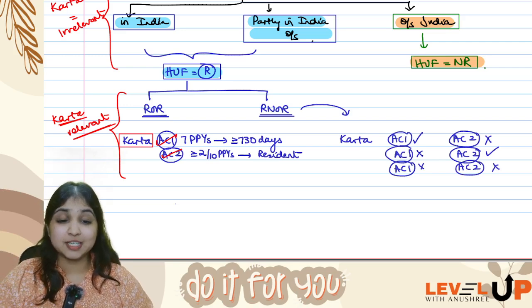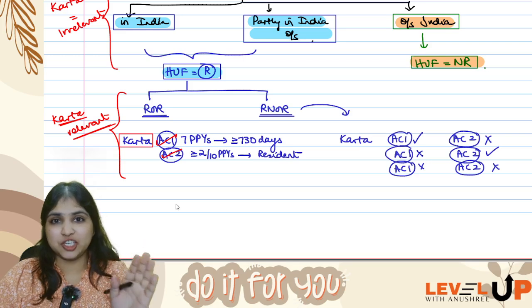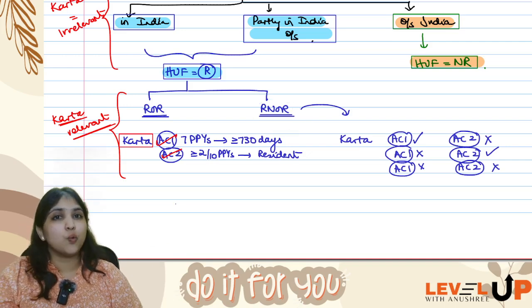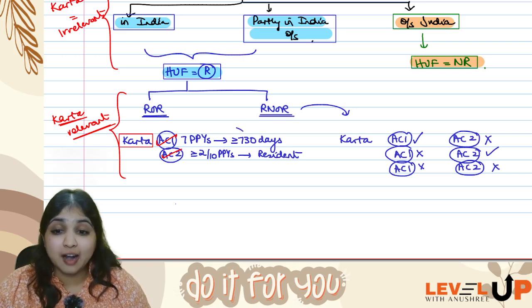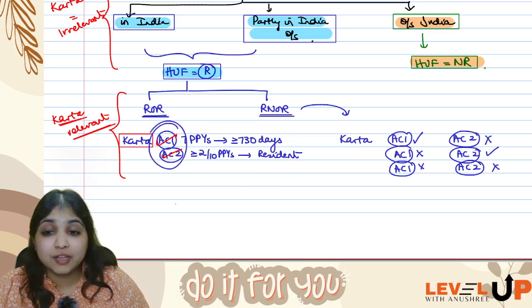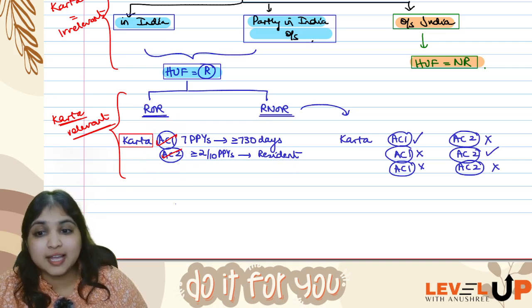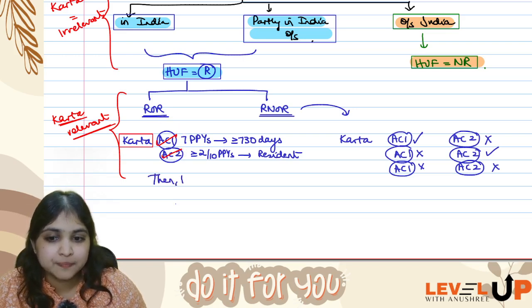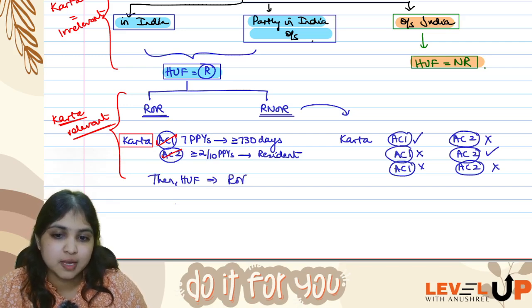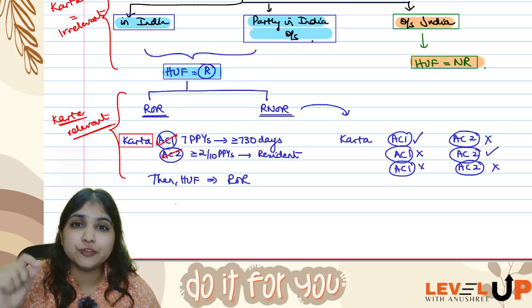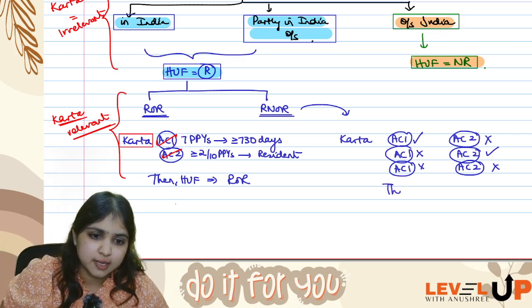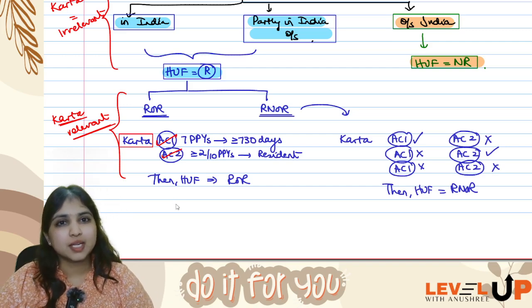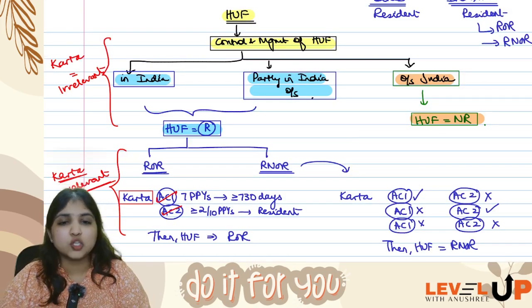Which means, in simple words, if even one out of these 2 additional conditions the karta is not fulfilling, then the HUF will become RNOR. Understanding? So there are 2 additional conditions. If the karta fulfills them both, then the HUF, the resident HUF, becomes an ROR. But if the karta does not fulfill even one of these additional conditions, then the HUF becomes RNOR. Thorough, guys? Till here the concept, did you understand?